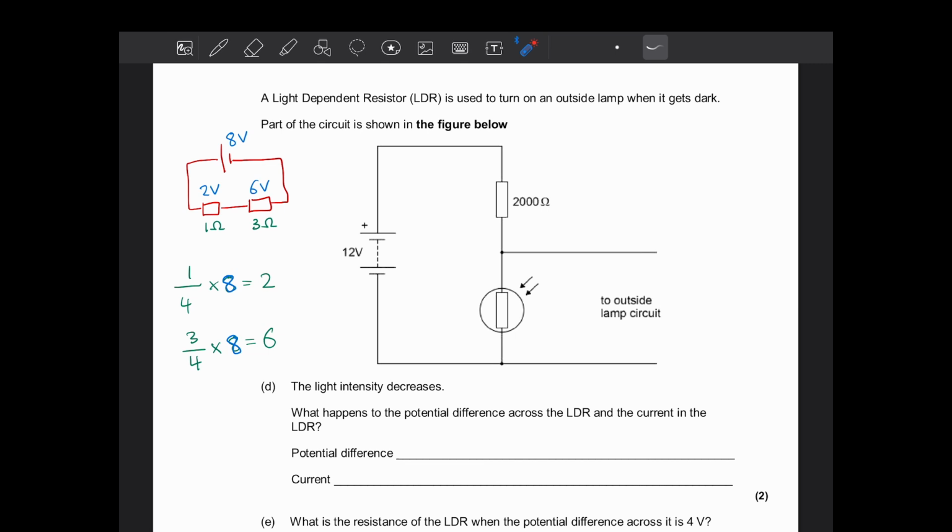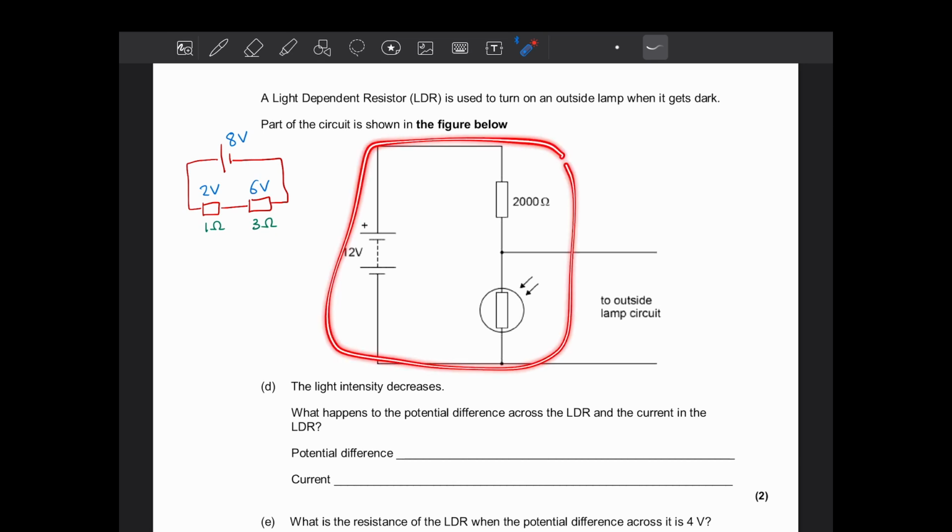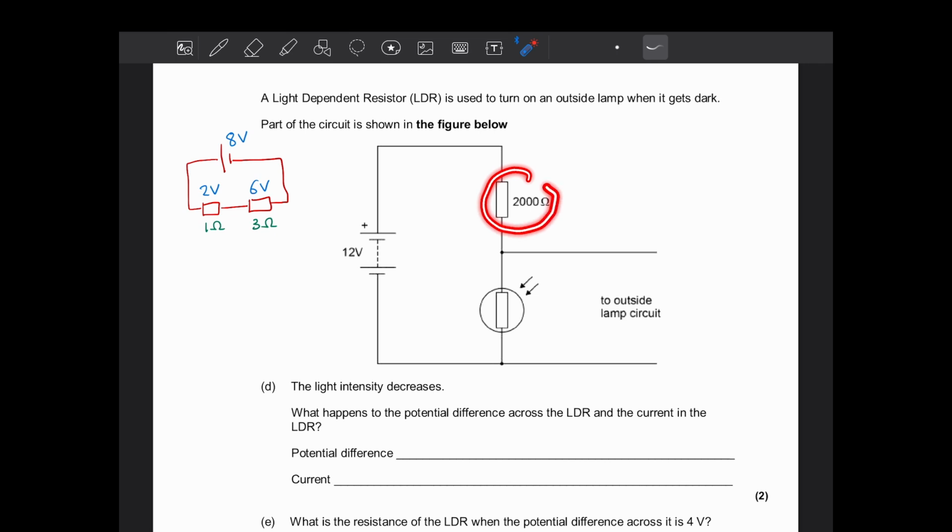Really it's a ratio problem. And to check that you've done it right, just like ratios in maths, you can add these values together, 2 and 6, and you should see that you get 8. So what that means is, going to this problem over here, is that 12 volts is going to be split between this fixed resistor here and this light-dependent resistor. But when you add the potential difference across each one, you should get 12.